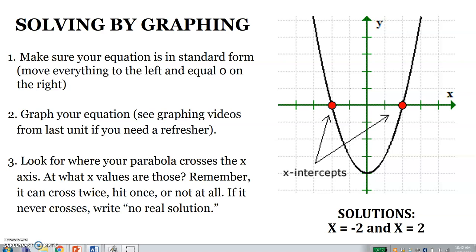Then you're going to look at where your parabola crosses the x-axis. At what x values are those? Remember, it can cross 2 times, it could hit it once, or not at all. If it never crosses the x-axis, you're going to write that there's no real solution. So for example here, say I already graphed my parabola, and now I'm looking on the x-axis. It hits at -2, and it hits at +2. So my solutions are x equals -2 and x equals +2.